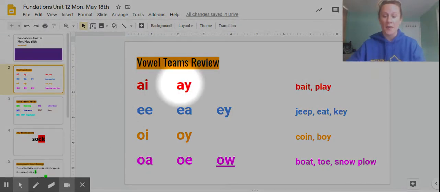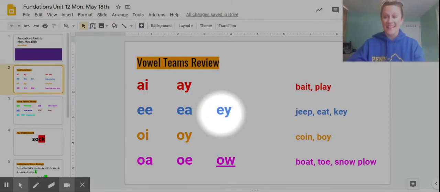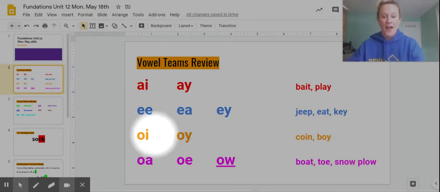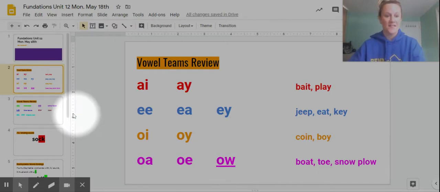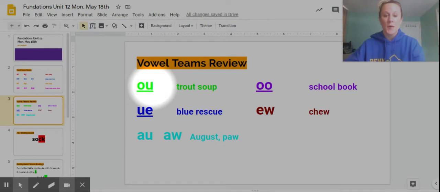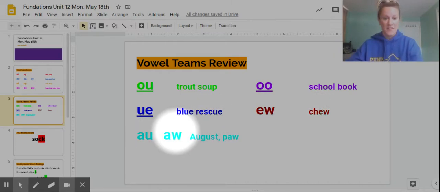AI and AY are both making the A sound. EE, EA, EY makes the E sound. OI, OY, OA, OE, OW makes the O sound, but sometimes OW makes the OW sound. Next, OU makes the OW and the OO sound. OO makes the OO sound. UE makes the OO and the U sound. EW makes the OO sound. AU and AW makes the AW sound.